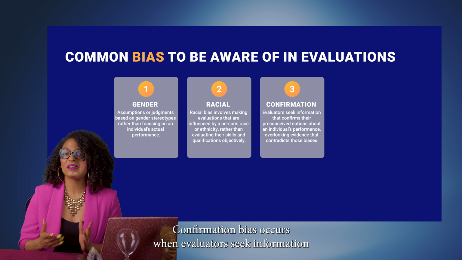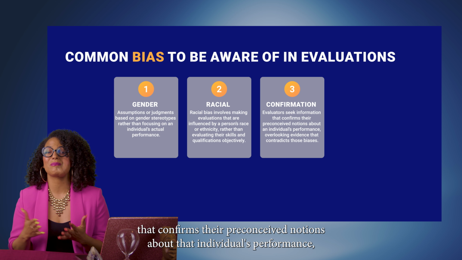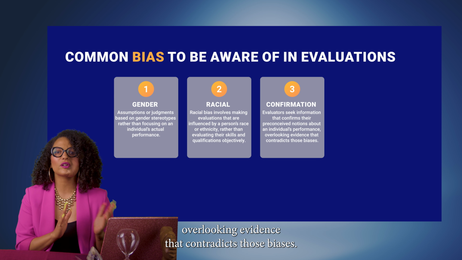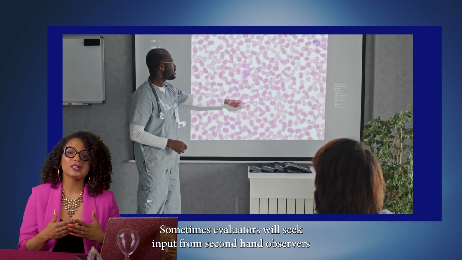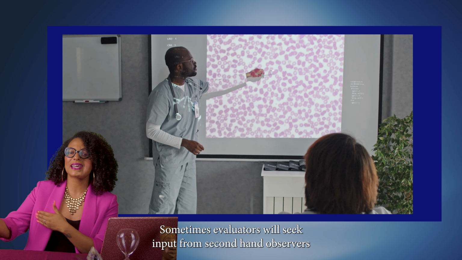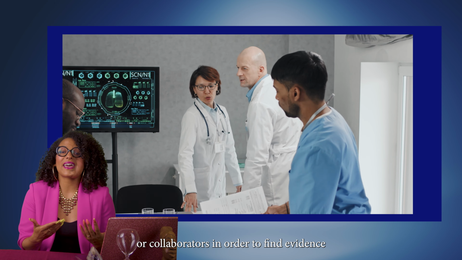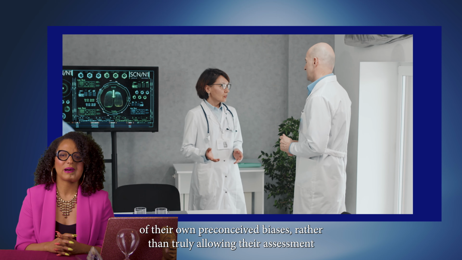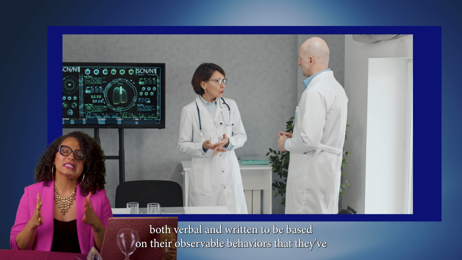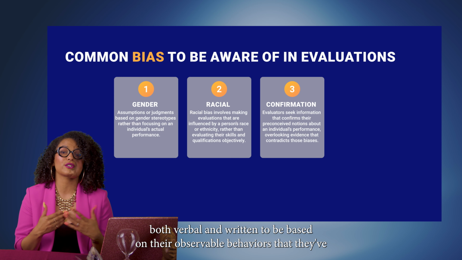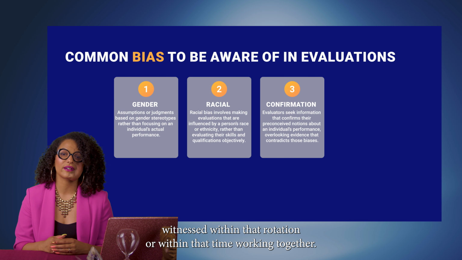Confirmation bias occurs when evaluators seek information that confirms their preconceived notions about that individual's performance, overlooking evidence that contradicts those biases. Sometimes evaluators will seek input from secondhand observers or collaborators in order to find evidence of their own preconceived biases, rather than truly allowing their assessment, both verbal and written, to be based on their observable behaviors that they've witnessed within that rotation or within that time working together.